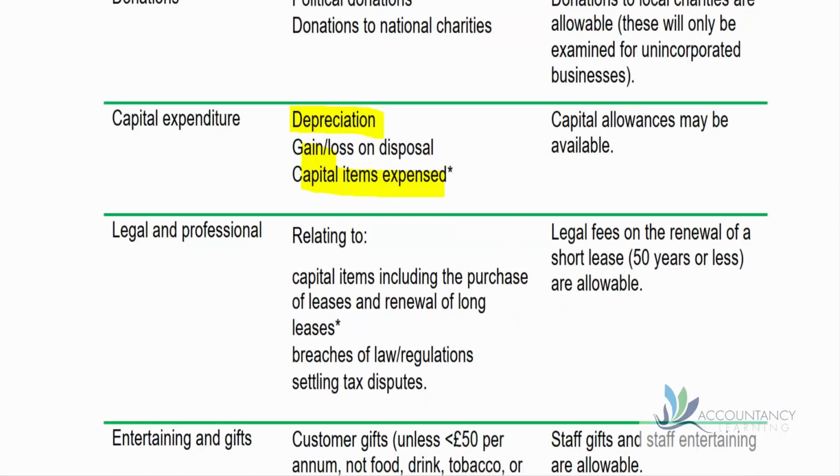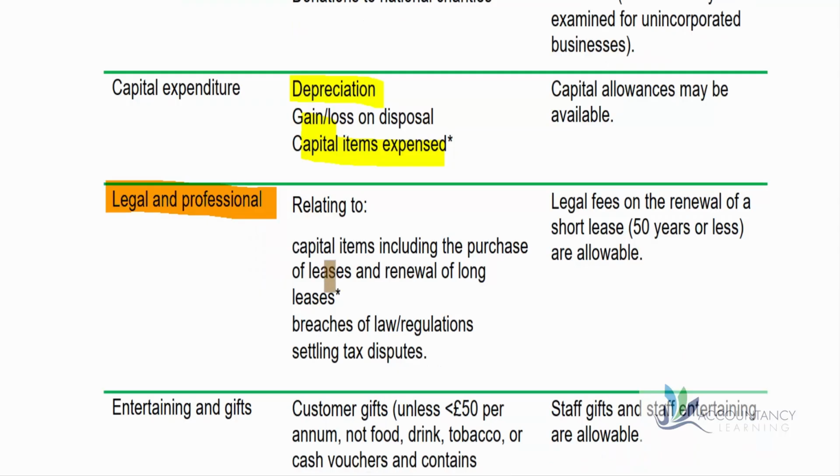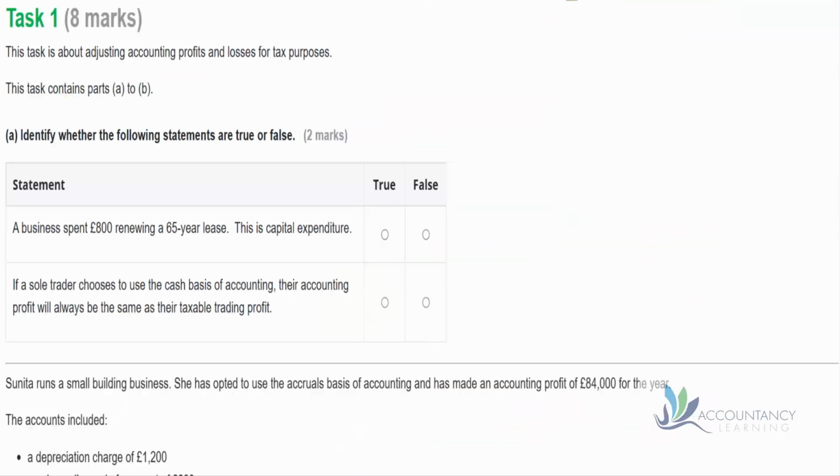But what we can see is there is a section on legal and professional, and we can see that capital items, including the purchase of leases and renewal of long leases, would be disallowable. However, legal fees on the renewal of a short lease, which is 50 years or less, would be okay. So in this case, we're spending money on a 65-year lease, that's a long lease, and therefore that would not be allowable and would be treated as capital expenditure. So the answer to that is true.